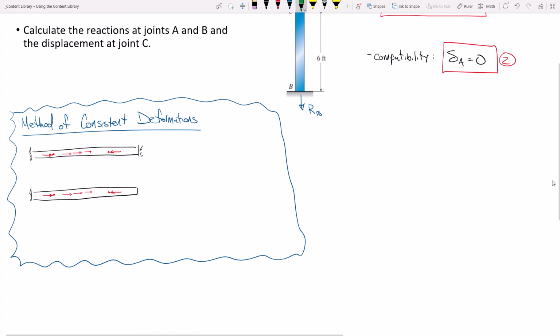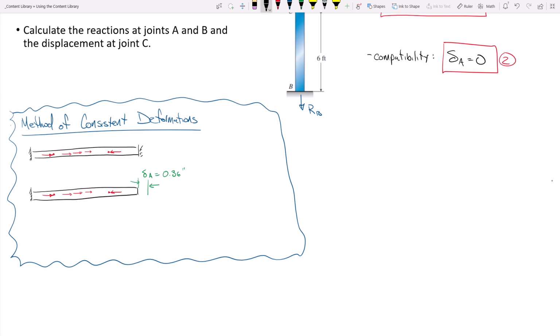And I propose that when I delete that support, this point over here is going to deform some amount. We'll call it delta A. So I delete that support, the bar elongates, okay? And so I compute delta A. And let's say I get delta A is 0.36 inches. I just made that up.